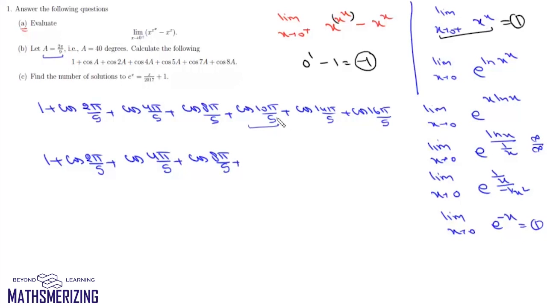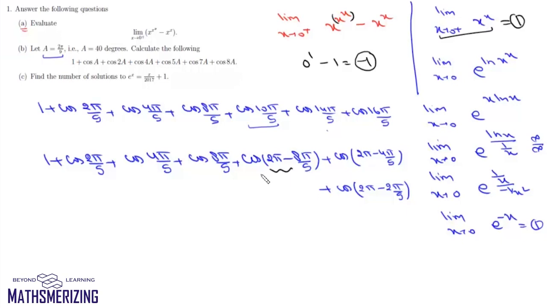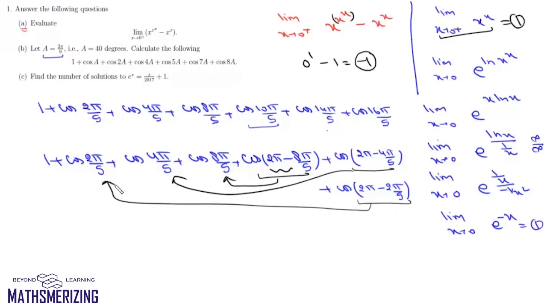Now this is cos 2 pi minus 8 pi by 9. Cos 14 pi by 9 will be cos 2 pi minus 4 pi by 9. And in the same way, cos 16 pi by 9 will be cos 2 pi minus 2 pi by 9. Now we know that cos 2 pi minus theta is simply cos theta. So it will be cos 8 pi by 9. This one will be cos 4 pi by 9. And this last one will be cos 2 pi by 9.